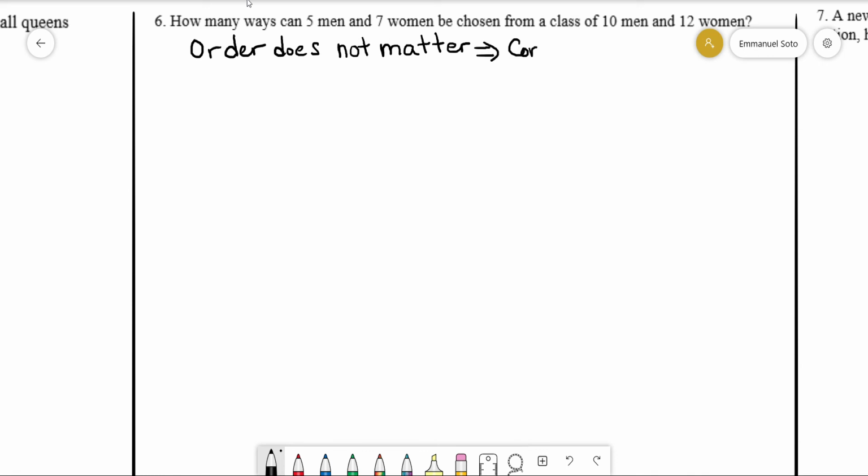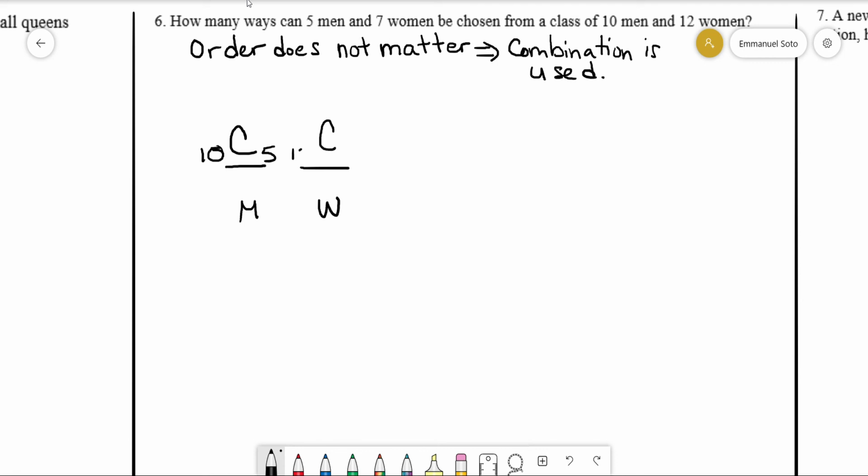Alright, so combination is used. Since we're using a combination, we'll do the men first. This is the first slot, and this is the second slot. So we are doing the men and then the women. We have 10 men and we are choosing 5 of them. For the women, we have 12 women and we are choosing 7 of them.